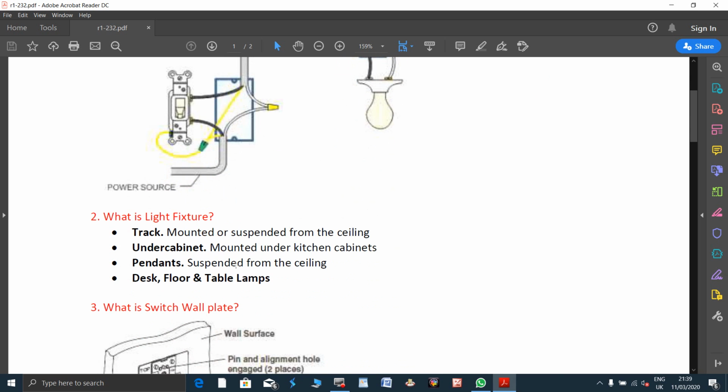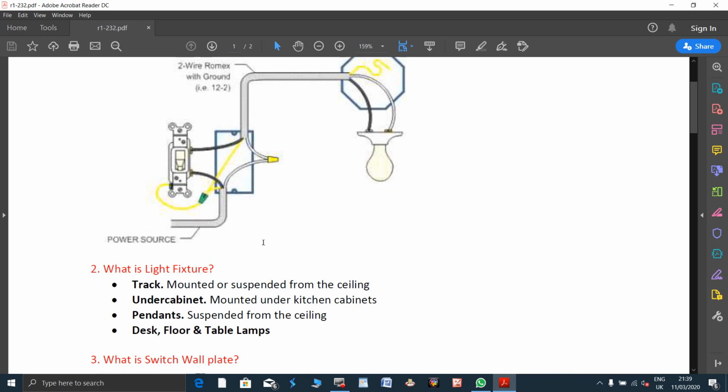Next is what is light fixture? Light fixtures are the accessories. In fact, they are additional to the lamp. The total is a system of light which is used for illuminating a room or hall or any place which is used for any purpose. So there are many types of light fixtures.